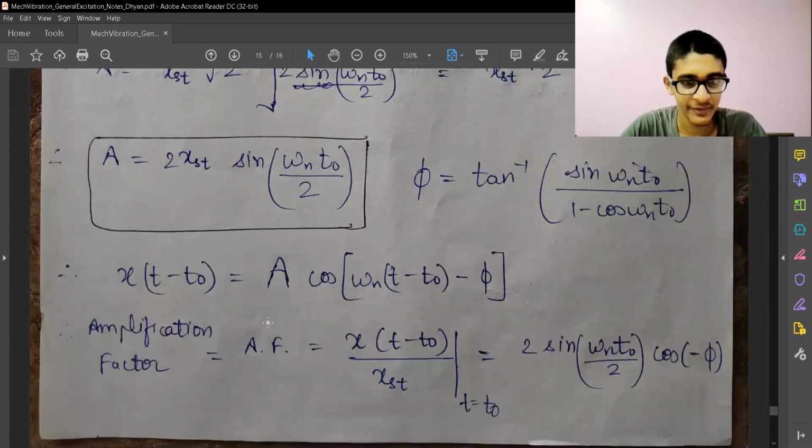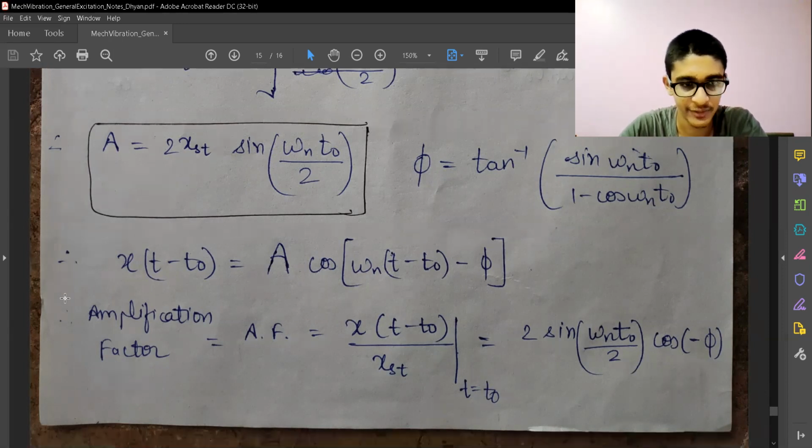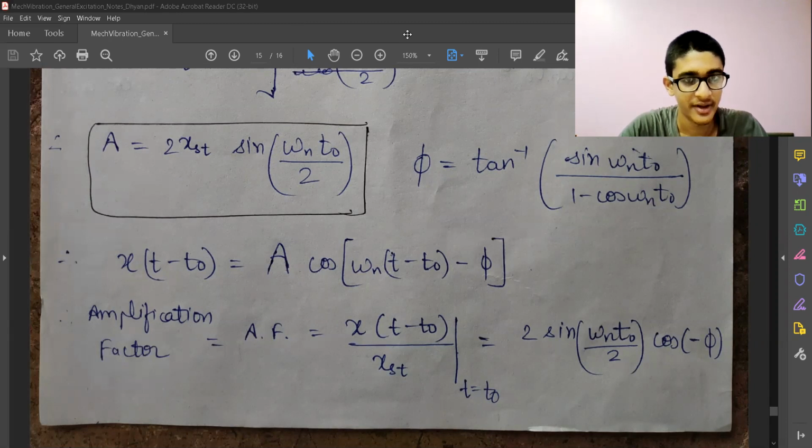So now the amplification factor can again be written as x of t minus t0 upon x steady state or static at time t is equal to t0. That was the second part of the question. We already have the response x of t, so we divide that by x static, and whatever is the remaining, we substitute t is equal to t0 and get the answer for the amplification factor. So this can be a very good numerical to be asked in an exam also. Next, we'll look at another question in the next video.